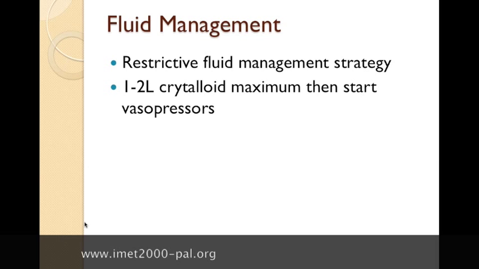But we run them on a restrictive fluid strategy because we worry about pulmonary edema. What I was taught is these patients get 1 to 2 litres of crystalloid maximum, then start vasopressors. So 1 to 2 litres equates to about 20 to 30 mils per kilo. These patients are going to be around 70 to 80 kilograms.